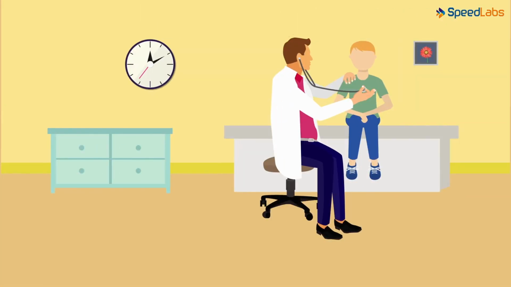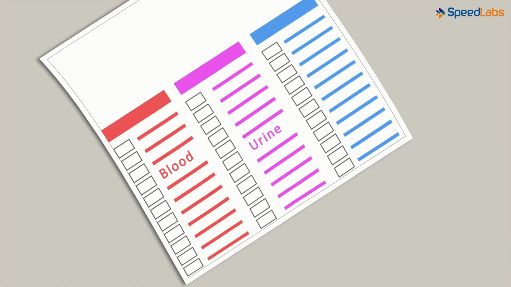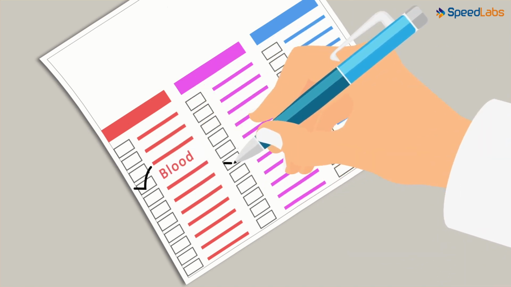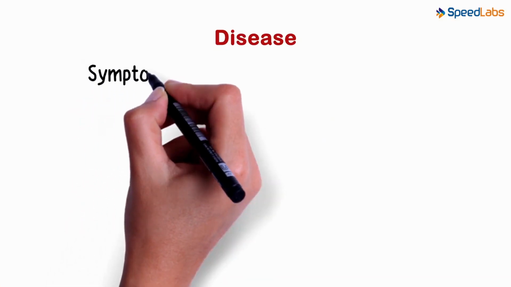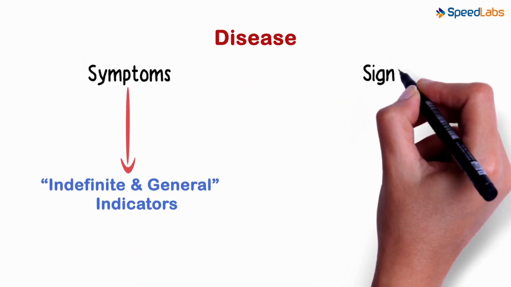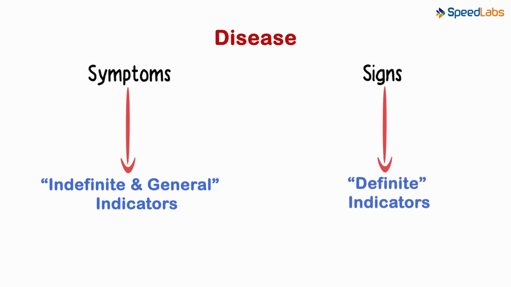When we then visit the doctor based on the symptoms, the doctor looks out for specific signs. He may ask us to do laboratory tests of blood and urine. These will then point out the specific disease you may be suffering from. So symptoms are indefinite and general, while signs are definite indicators of a particular disease. Once these tests are done and the signs identified, only then will we know the disease. What is still unknown is its cause.